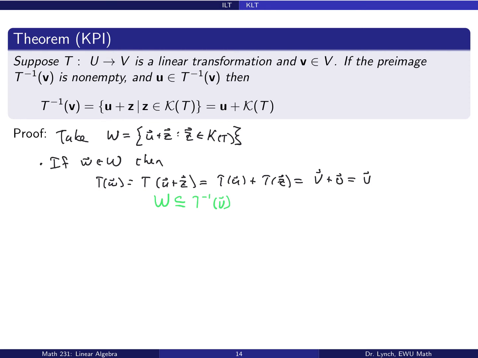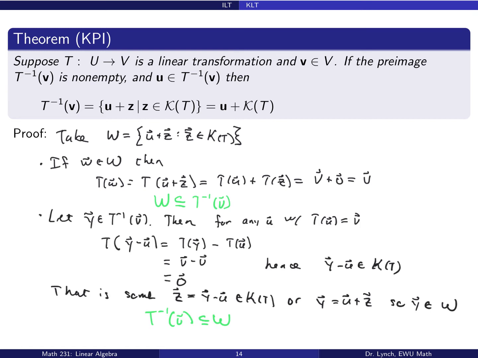Similarly, if we have an element in the preimage of T, we can show that every element in the preimage of T is also in W. Okay, on the other hand, if Y is an element of the preimage of V, then whenever U is an element of the preimage of V, we can write T of Y minus U as T of Y minus T of U, which of course is 0, so Y minus U is an element of the kernel. Okay, so in other words, there's some vector Z such that Z is Y minus U, or similarly, Y is equal to U plus Z, where Z is in the kernel.